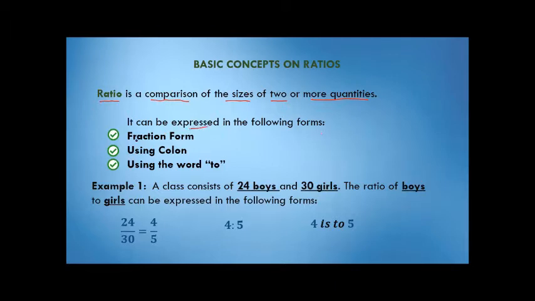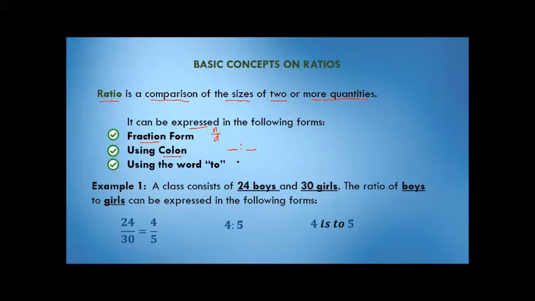So meron tayong tatlo. Yung una, fraction form. So alam na natin kung ano ang form ng isang fraction. Meron siyang numerator over denominator. So ito ay number ng isang quantity, ito ay number ng another quantity. Now, pwede rin tayong gumamit ng colon, yung symbol na colon. So meron tayong first quantity, then colon, another quantity. So that is the ratio of first quantity to another quantity using the symbol colon.